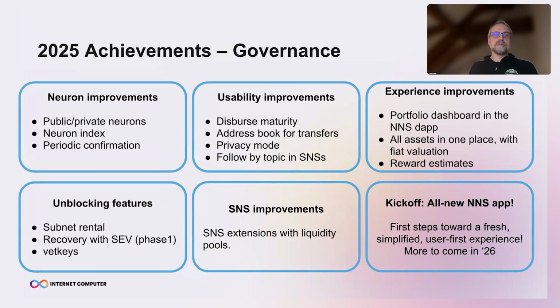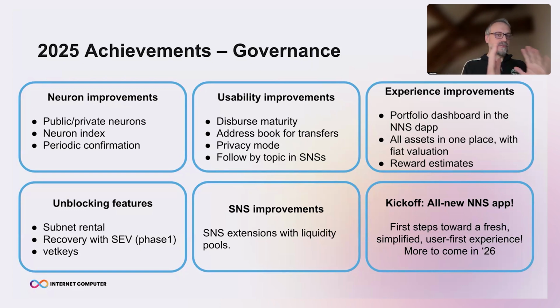Various improvements on usability, like dispersing maturity without spawning neurons, an address book that makes for safer token transfers, privacy mode hiding your balance if you want to do that in public, following by topic and SNSs, which is really simplifying setup for SNS neurons a lot. We improved the experience with a portfolio dashboard built into the NNS tab, showing fiat amounts and showing all your staked and unstaked tokens in one place.